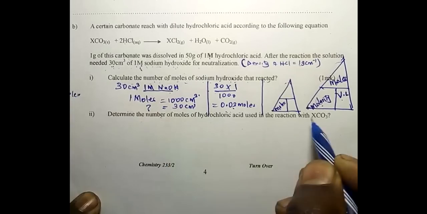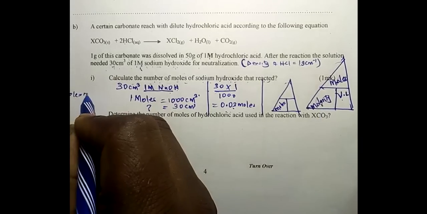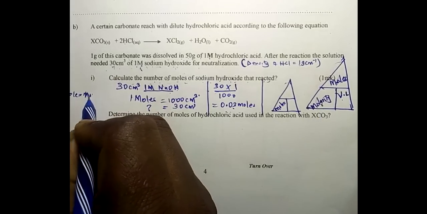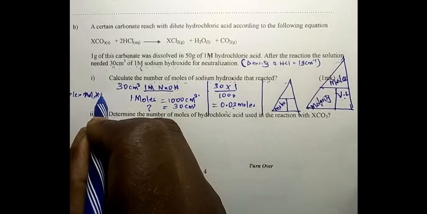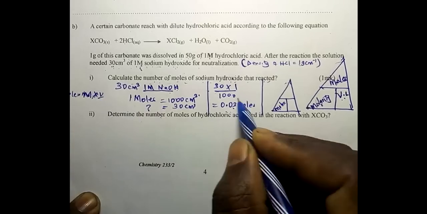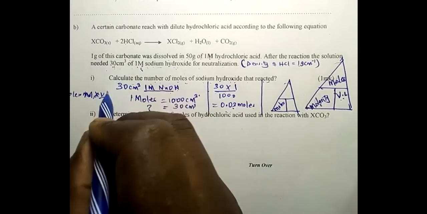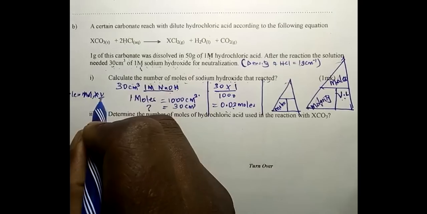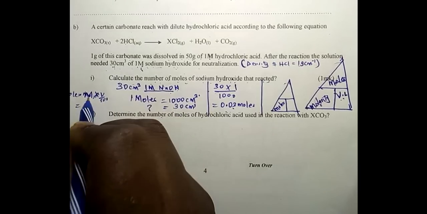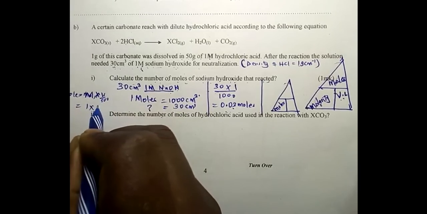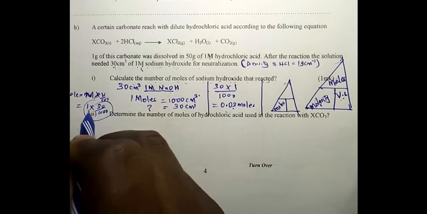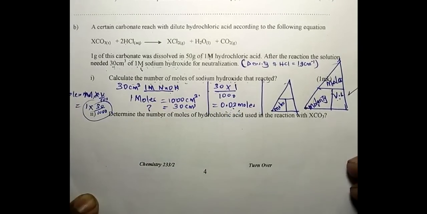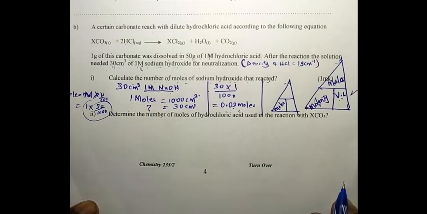So how do you write this down? Moles is equal to molarity, let me use M, times volume in liters. The volume must be in liters. So we convert centimeters cubed to liters by dividing by 1,000. So it will be 1 times the volume, which is 30, divided by 1,000. This will give you 0.03. So you can as well use this triangle. It is important.